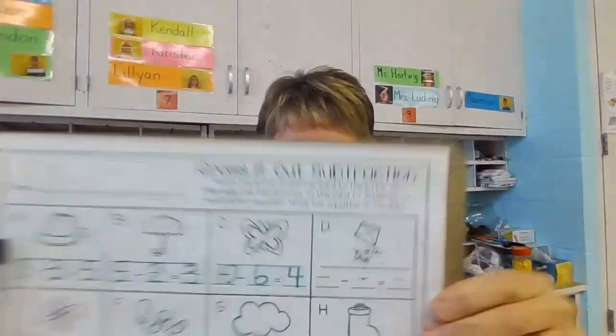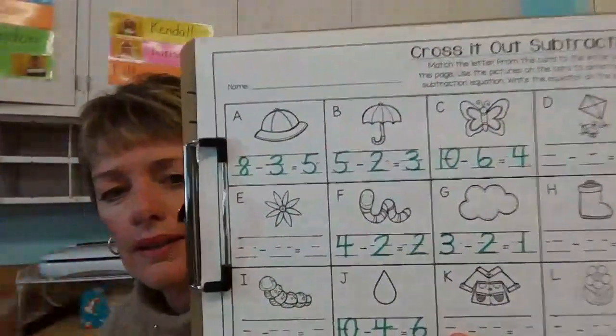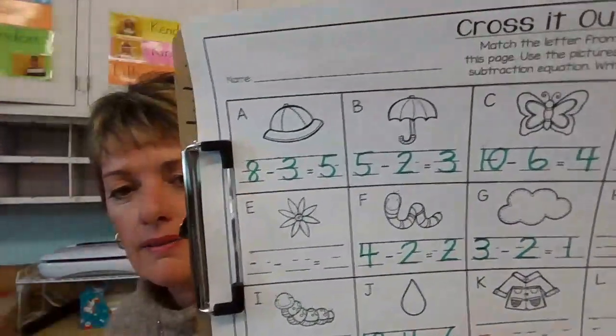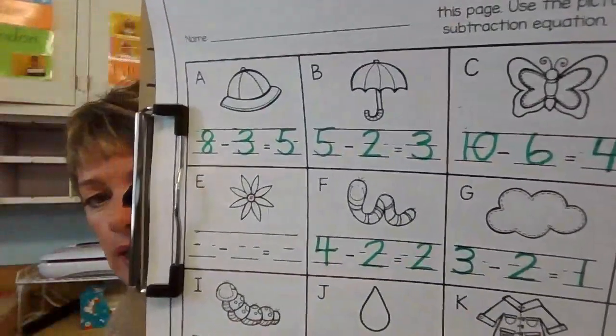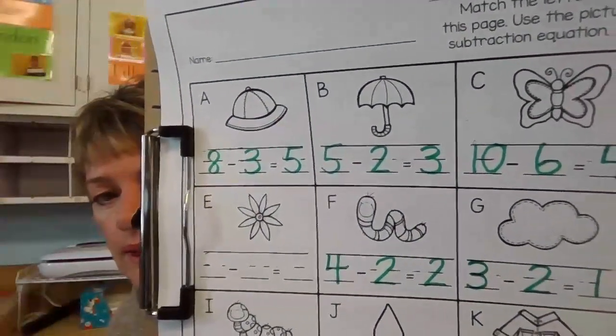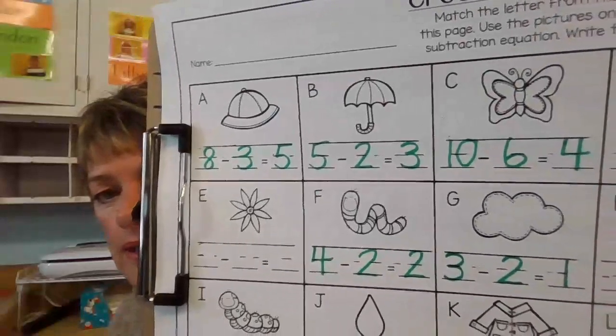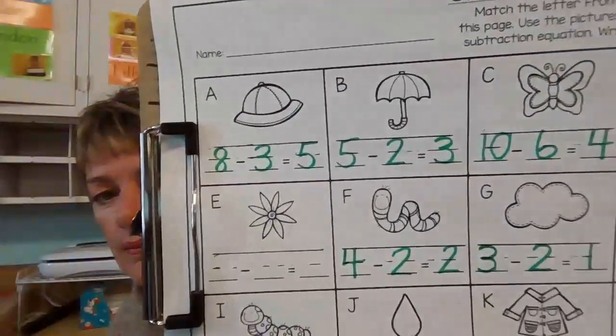Let's see if you have what I have. Let's go this way, right? Okay, there we go. 8, that's how many total there were. 8 take away 3 equals 5. Did you get that? Give yourself a star.